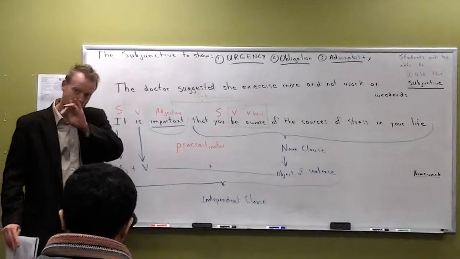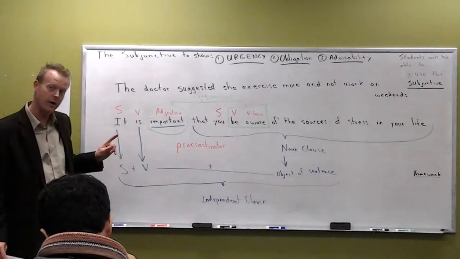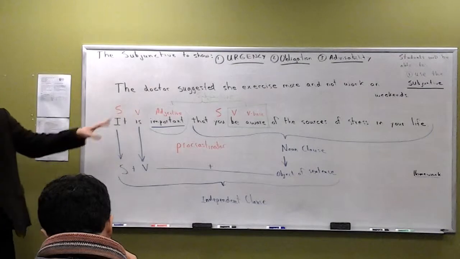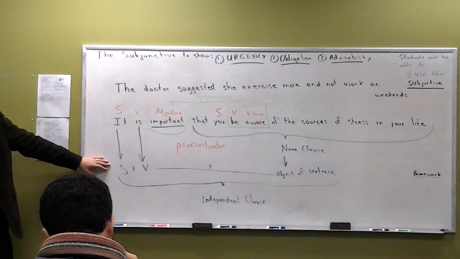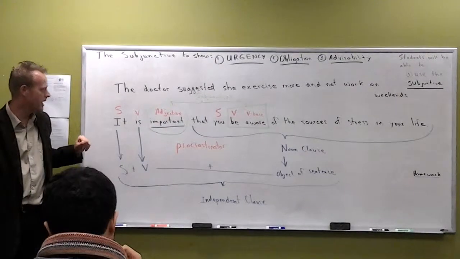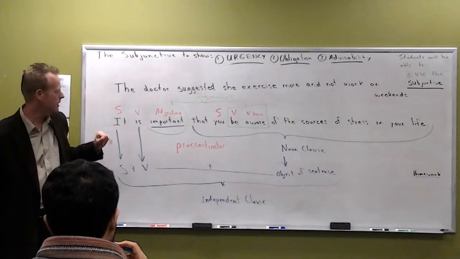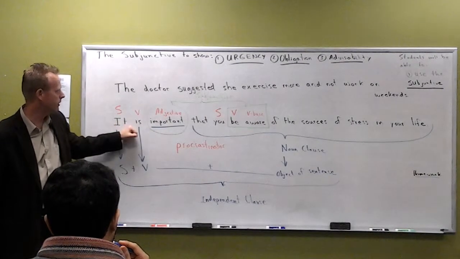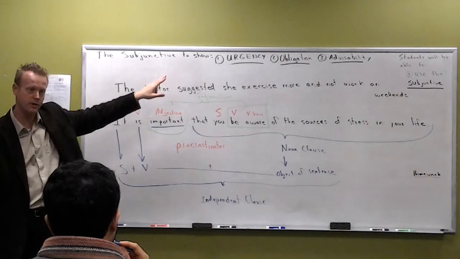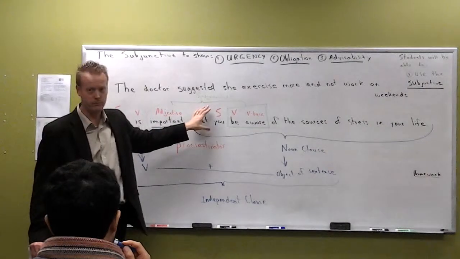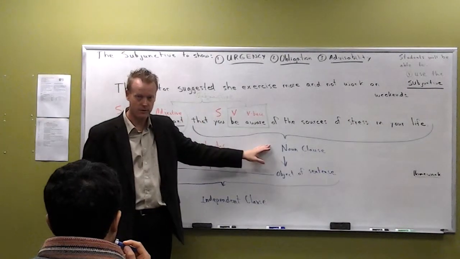So let me finish my point here on how the grammar works, and then we're going to go up here and play around with it a little. Here's what you have to have for the subjunctive: you need a subject, a verb, and then an adjective that expresses one of those 3 things, followed by a noun clause.